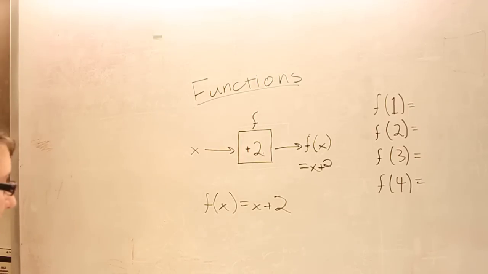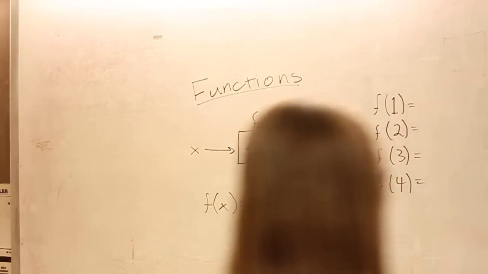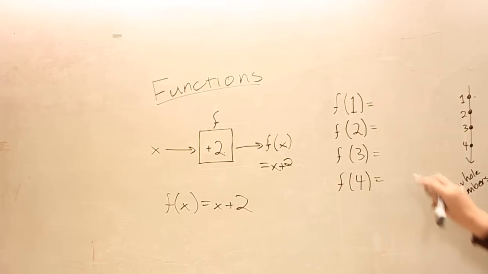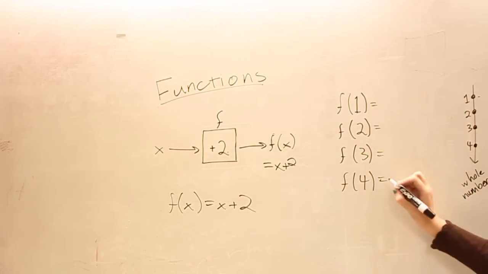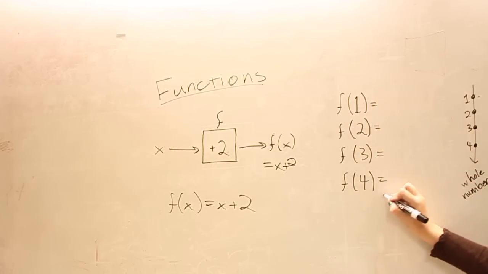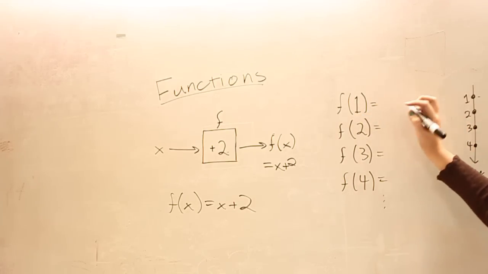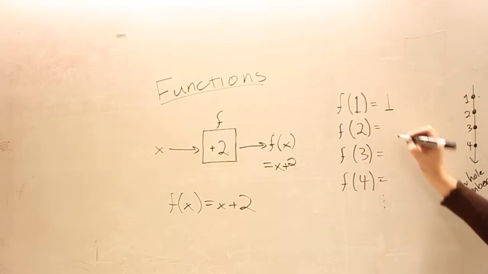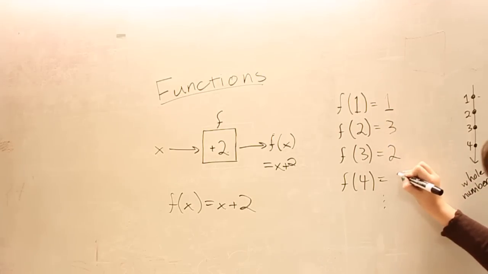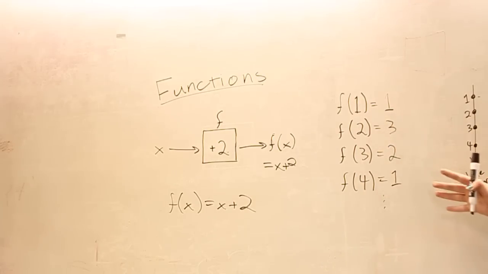But functions don't always have to be so nice. Say we have a function that works on whole numbers, like 1, 2, 3, 4, 5, and so on. It's perfectly allowed to just arbitrarily pick what the value of the function is. So f of 1 could be 1, then f of 2 could be 3, and then we could have this be 2, and this is 1. So there's no pattern, but this is all the same function.